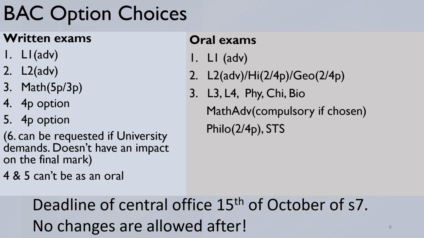The third oral exam will be in a subject that you did not select for your written exams. This could include Philosophy 2 or STS, which is often the case. If you have chosen advanced mathematics, it must be taken as the third oral exam. Please remember, subjects chosen as your 4th or 5th written exam cannot be chosen as an oral exam. L1 and L2 are the only subjects that can be taken as both written and oral exams.